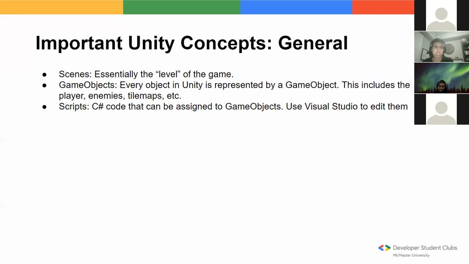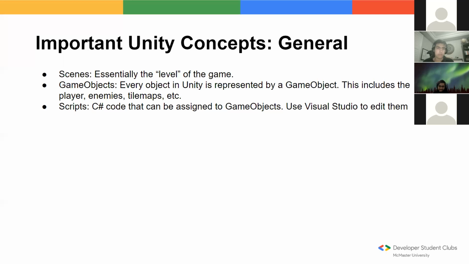Another very important concept is the game object. Every object in Unity is represented by the game object. So this includes stuff like the player, the enemies, the tile maps, even the camera, etc. So it includes pretty much everything in the game. So everything in the game is pretty much represented by a game object.